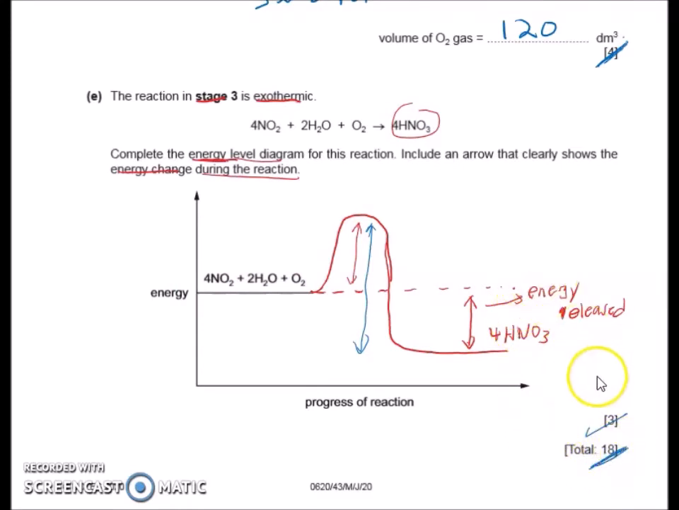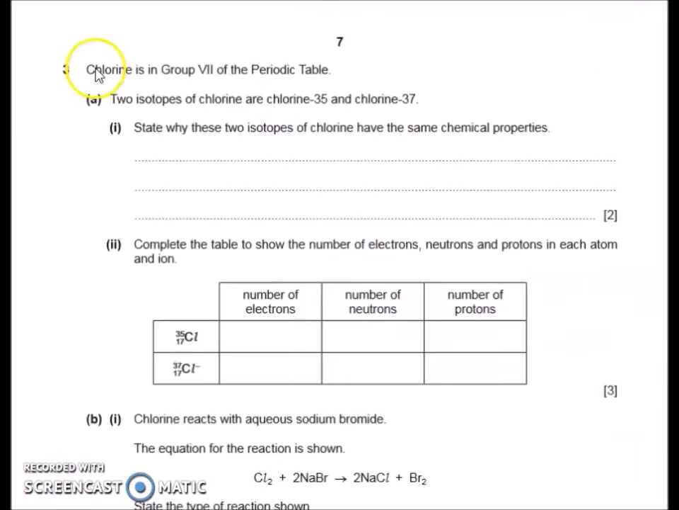Next we move on to question number 3. Chlorine is in group 7 or 17 of the periodic table. 2 isotopes of chlorine are chlorine-35 and chlorine-37. State why these 2 isotopes of chlorine have the same chemical properties. Chemical properties actually refer to the group or their valence electron.